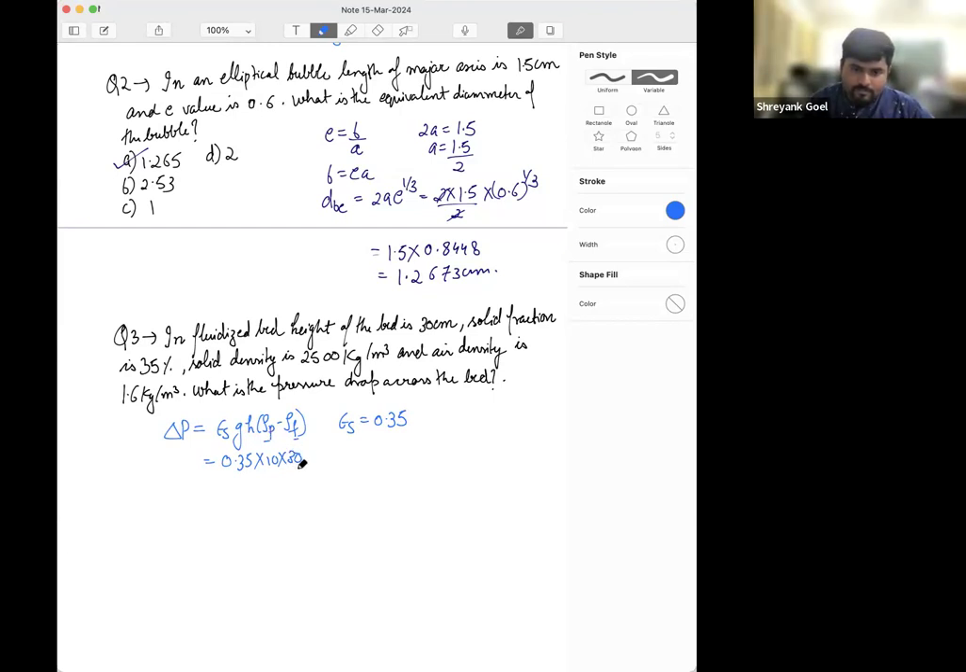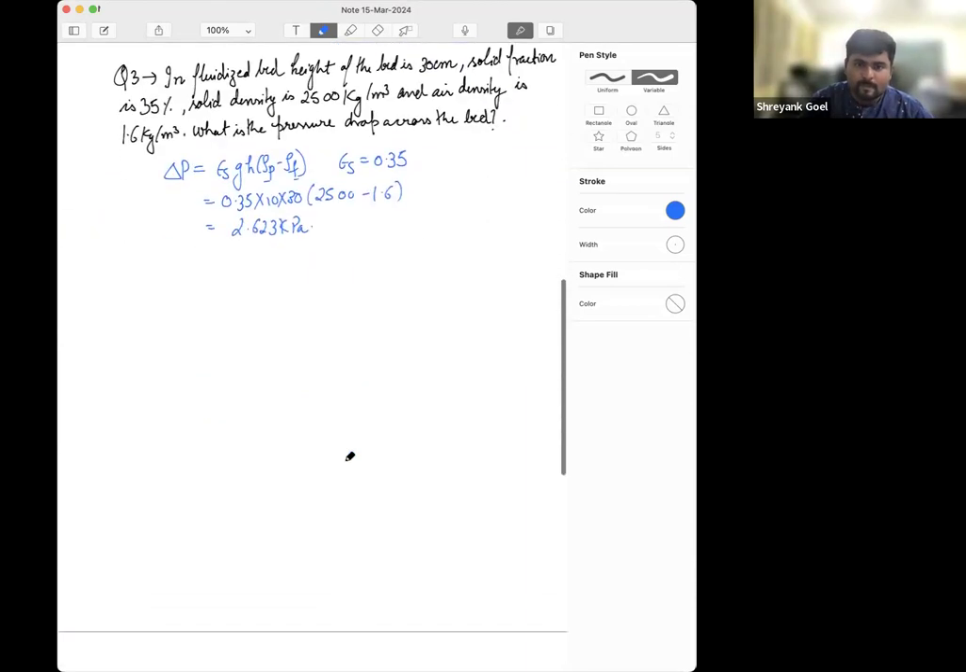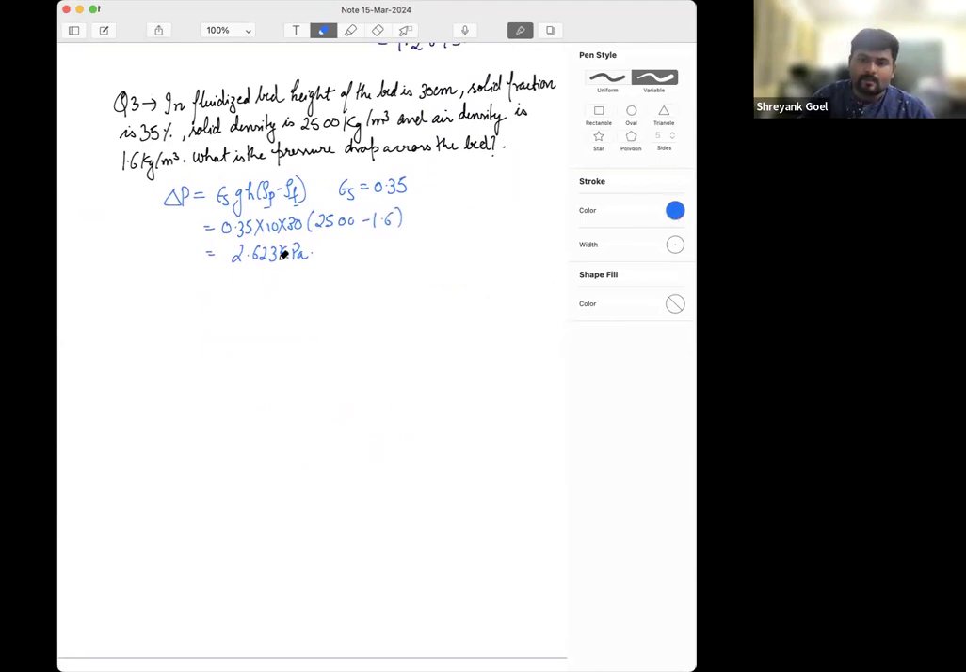So rho P minus rho F is 2500 minus 1.6, and therefore after calculating it, what we get is 2.623 kilo Pascal. Okay. So let's look at another question.